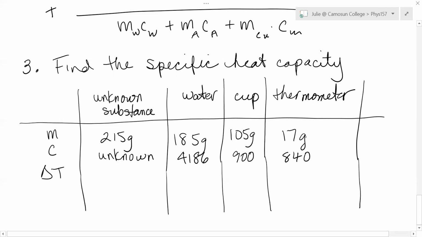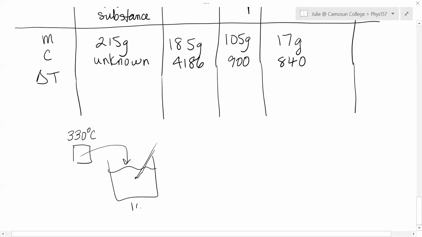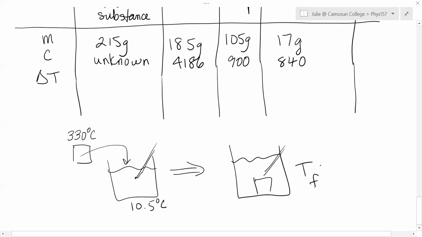Okay, now the delta T's. Hot minus cold. And so what are the two temperatures? We're going to have three temperatures. So the hot metal starts out at 330. And then it goes into this thing with the thermometer in it. And the temperature of this initially is 10.5. And then when everything comes to equilibrium, you've got this inside with the thermometer and the water. The final temperature, TF, they tell you, is 35 degrees Celsius.